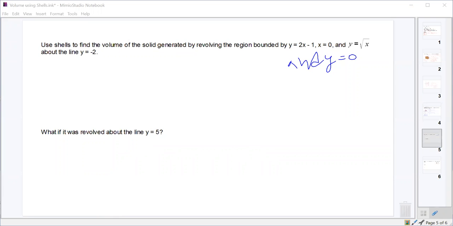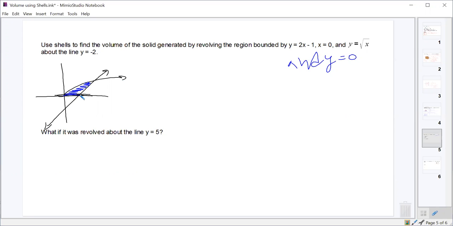What's step 1? Graph it, okay? Graph it. 2x minus 1, something like that. Root x, something like that. X equals 0, that's not what I want. I actually want y equals 0. So I want to talk just about this region right here. That's what I want to do.